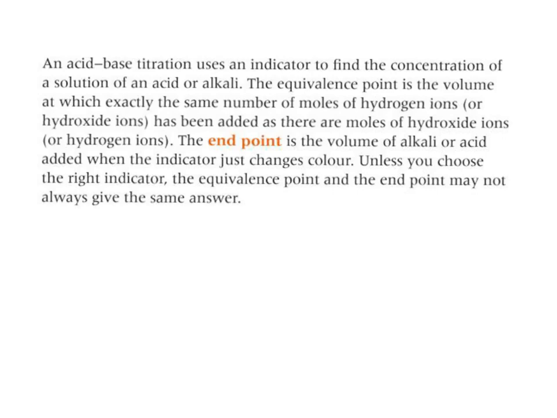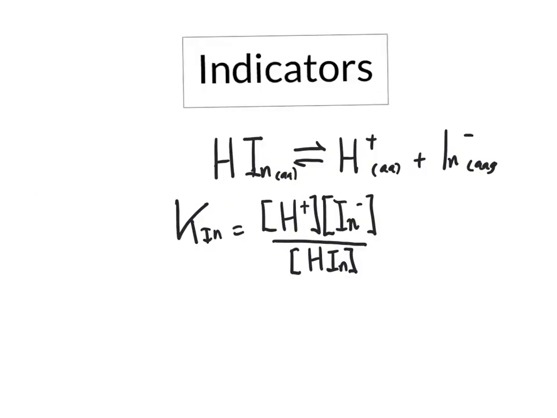There are two important things to notice at this point. First of all, the difference between equivalence point and the end point. The equivalence point is exactly the point at which the number of hydrogen ions is equal to the number of hydroxide ions, whereas the end point is the volume of acid or alkali added when the indicator just changes colour. Now, unless you choose the right indicator, the equivalence point and the end point may not always give the same answer. An indicator is really a weak acid.